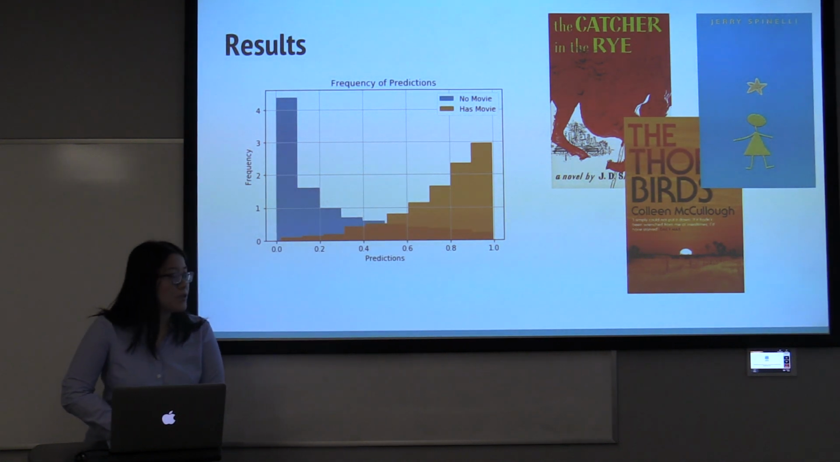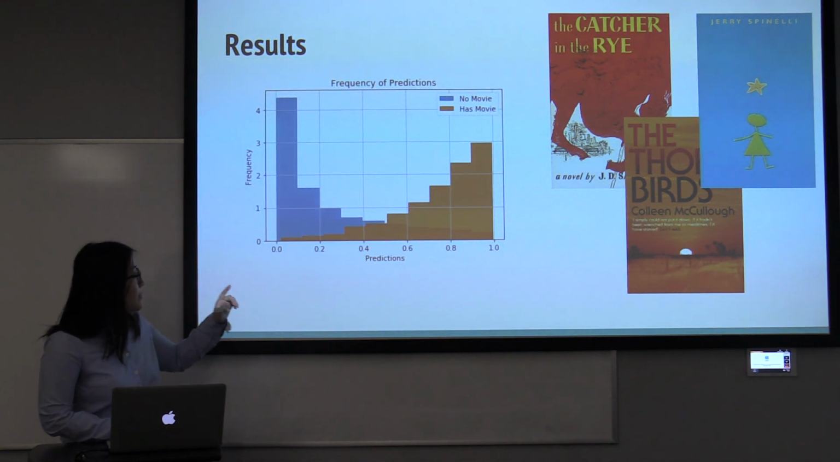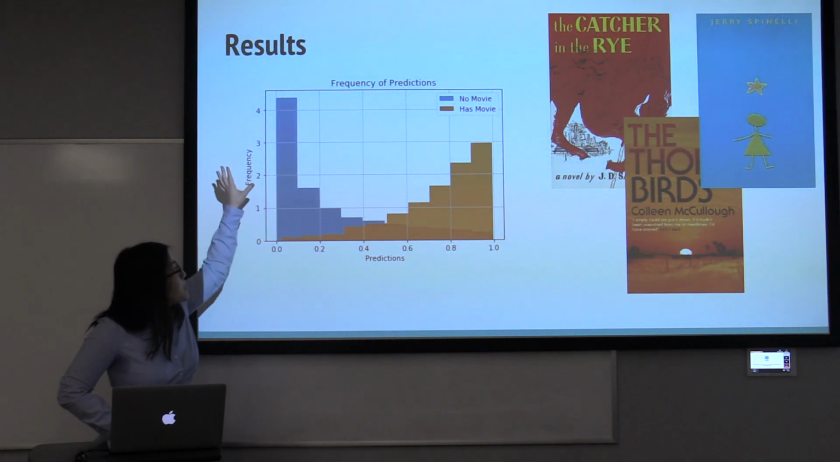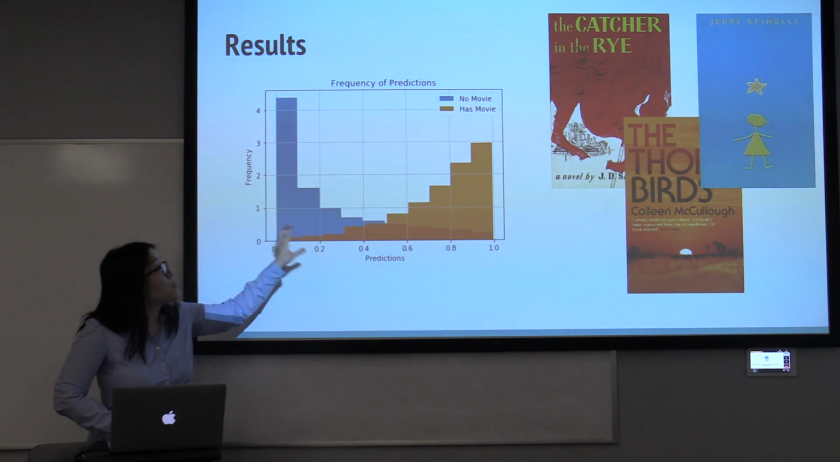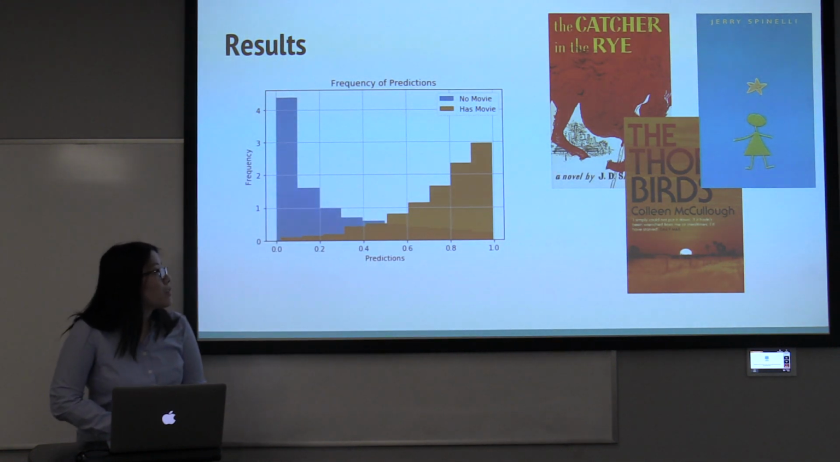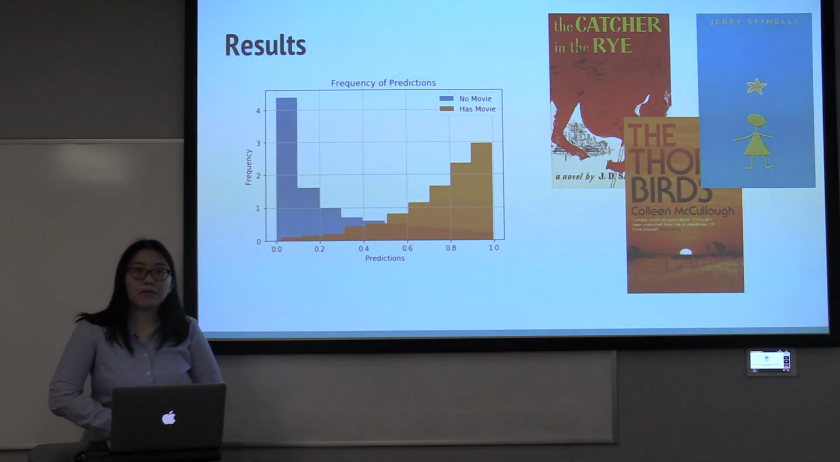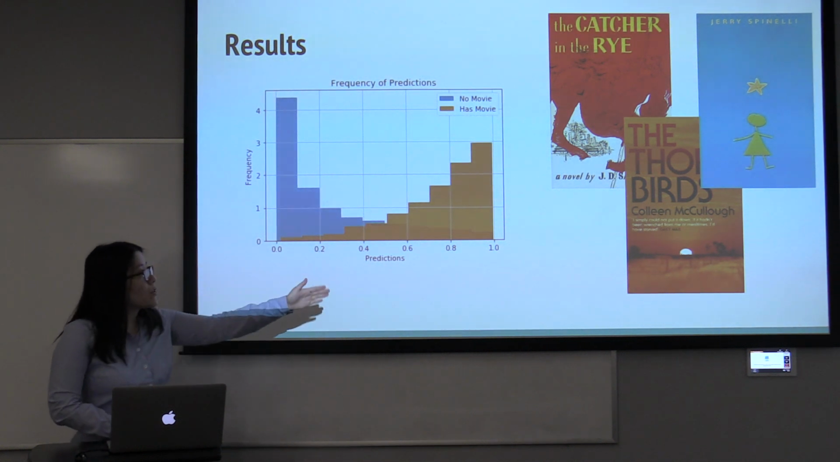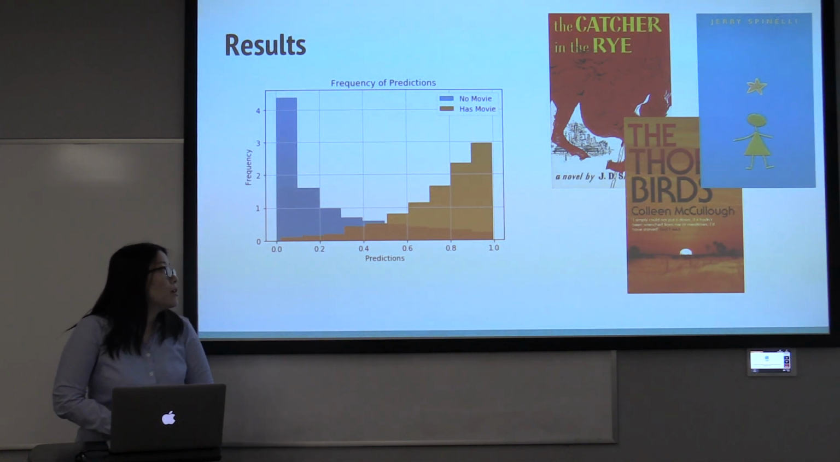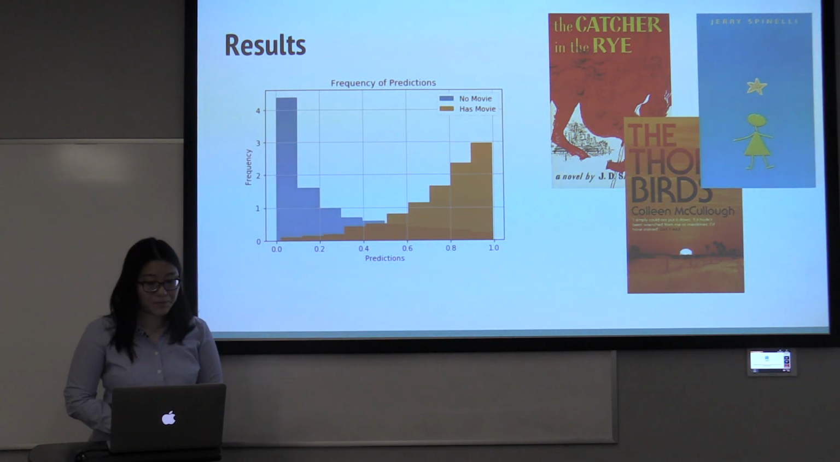But the most interesting case was looking at the tail of the distribution of the books that do not have a movie, because I anticipate that these books will have a film adaptation sometime in the future. And here are some example books to your right, such as Catcher in the Rye, The Four Birds, and Stargirl.